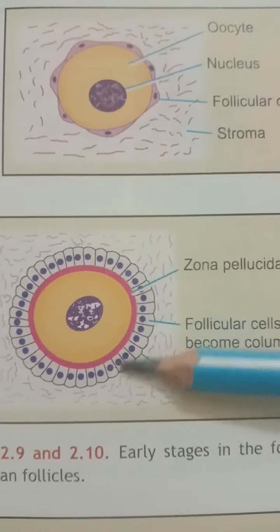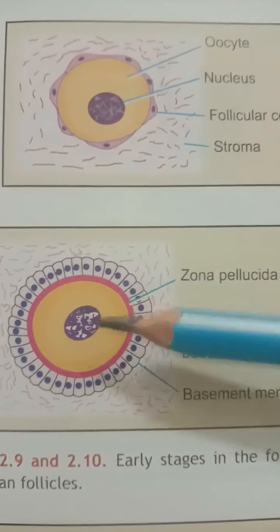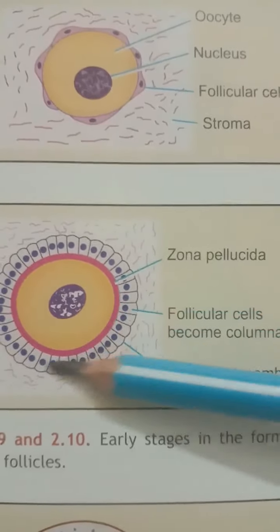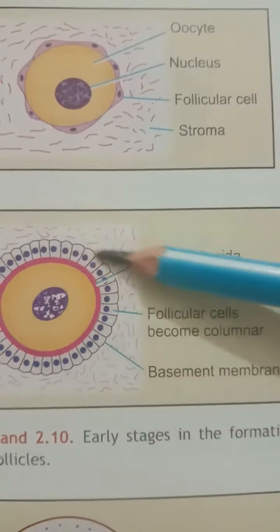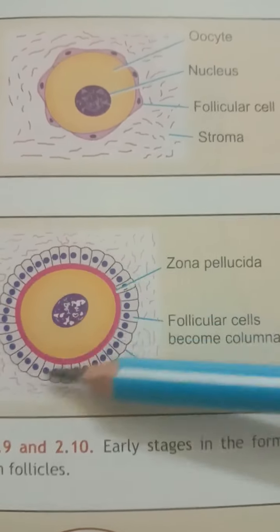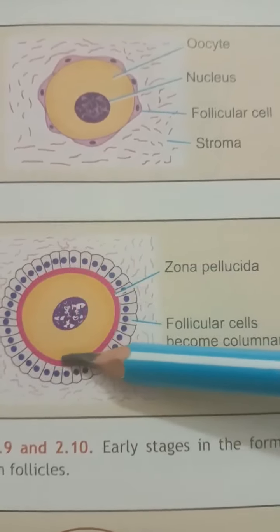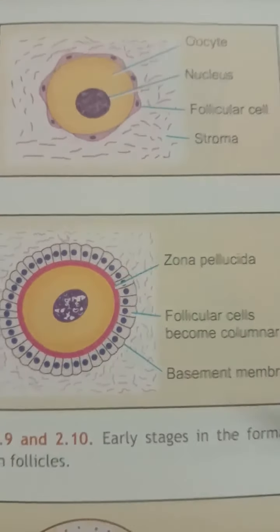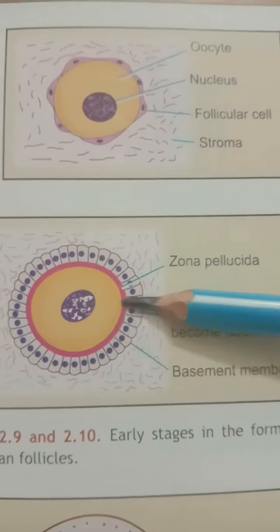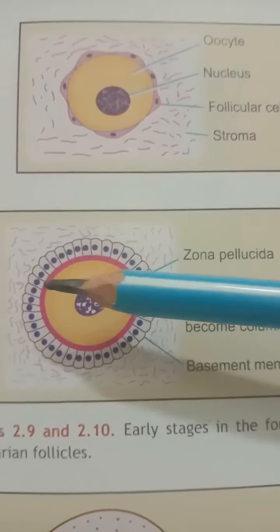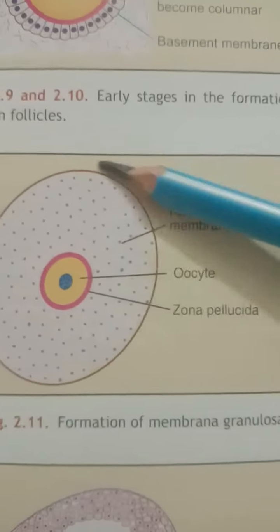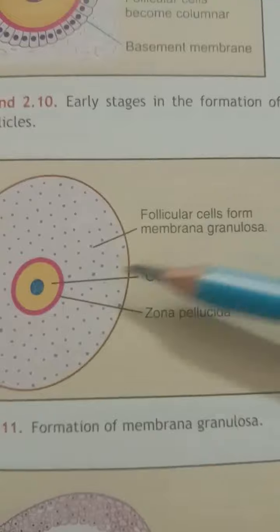A homogeneous membrane called the zona pellucida appears between the follicular cells and the oocyte. Here, the red color shows the zona pellucida. The follicular cells proliferate to form several layers, and this constitutes the membrana granulosa. Here you can see the membrana granulosa formed.